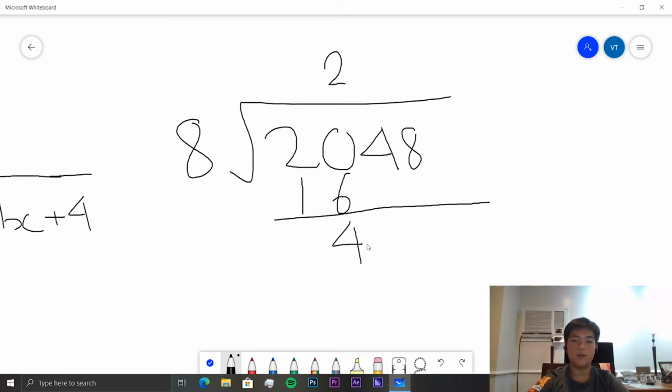Does 8 go into 4? No. So we bring down the next digit. Does 8 go into 44? Yes. How many times? It goes in 5 times. What's 5 times 8? 40. So we have 40 over here.